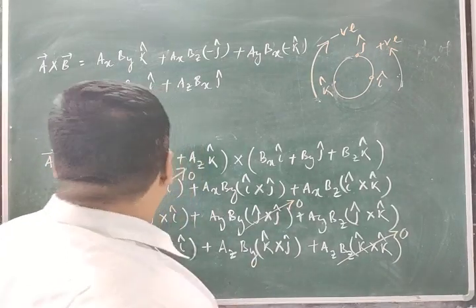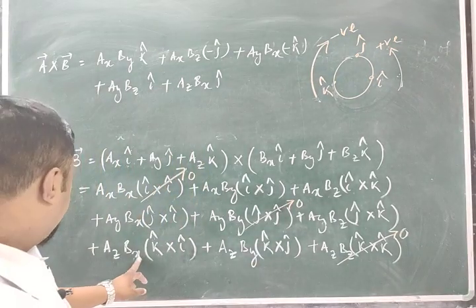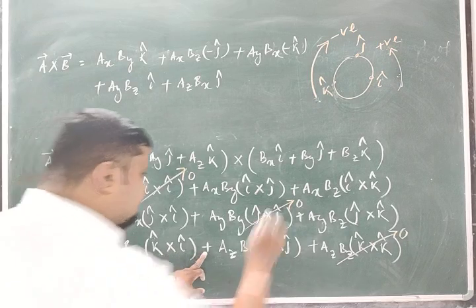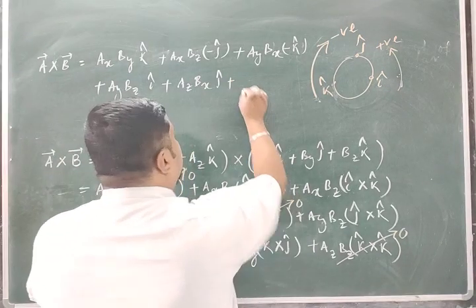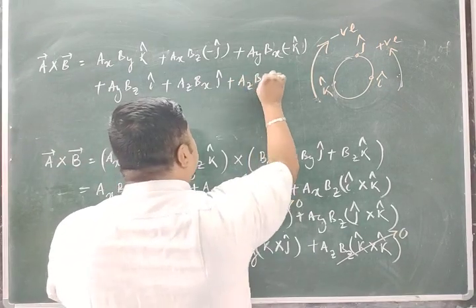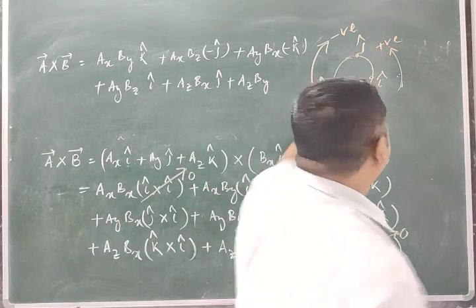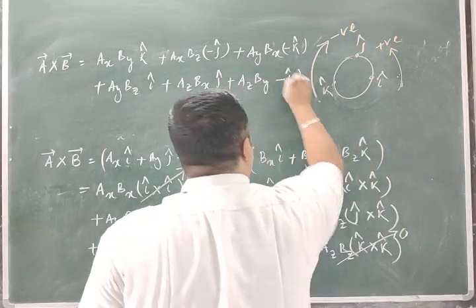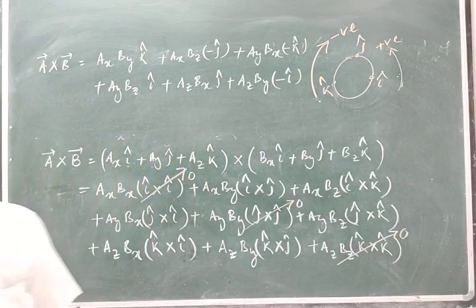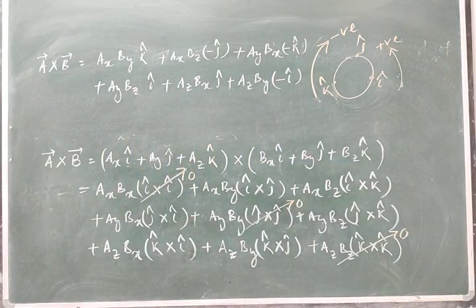Then az bx, j cap, plus az by, k cross j, negative, minus i cap. Is that clear? Then do the rest part.